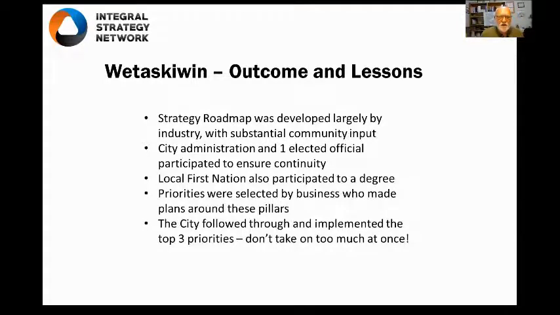They selected priorities. I think Ruth also said earlier that you can't do everything at once, so you need to pick some battles and you need to actually work on those and get them done. So the businesses actually selected the priorities, and the city followed through and implemented the top 3 priorities. They didn't want to take on too much at once, because, as you know, if you try to do everything, it'll all fail. So they were quite successful.